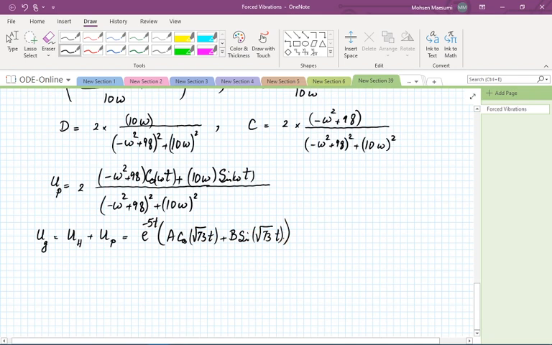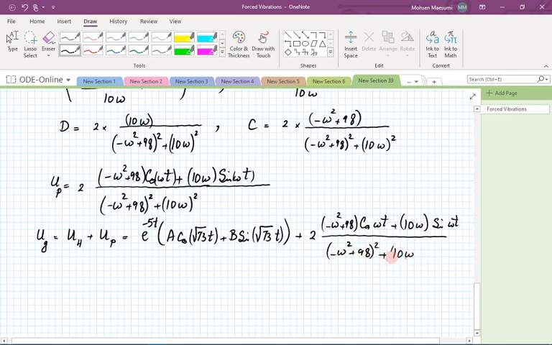That's the general. And then the particular solution, which is just this whole thing. So we have to write it one more time. Minus omega squared plus 98 cosine of omega t plus 10 omega sine of omega t, and then you have the denominator, minus omega squared plus 98 squared plus 10 omega squared. These are the squares of those two entries. Okay.